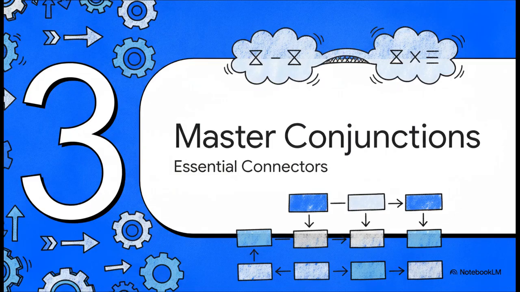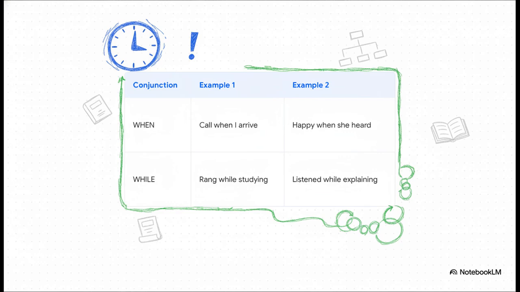On to Section 3, Mastering Subordinating Conjunctions. It's actually pretty fascinating how the conjunctions when and while dictate entirely different types of time. When usually points to a specific singular moment or a completed action. Like, I will call you when I arrive. It's like, boom, a specific point in time. While, on the other hand, is all about duration. It's about continuous background events. While I was studying, the phone rang.